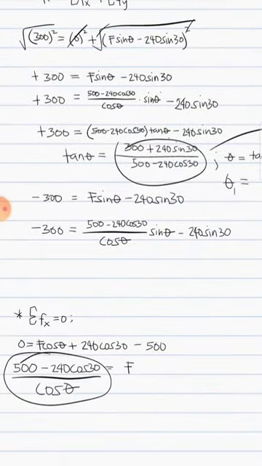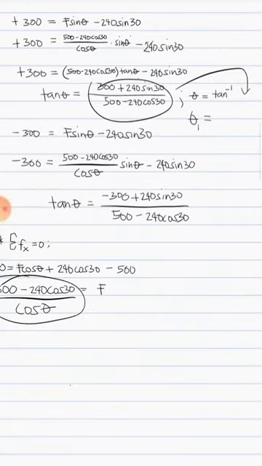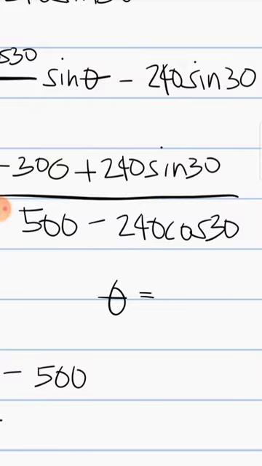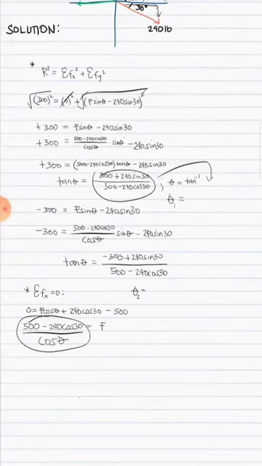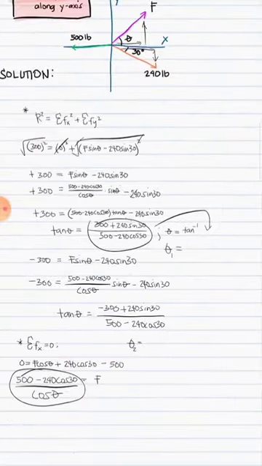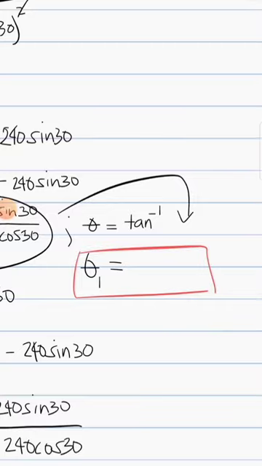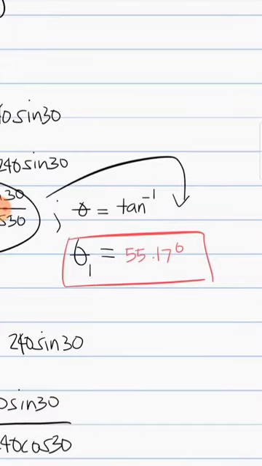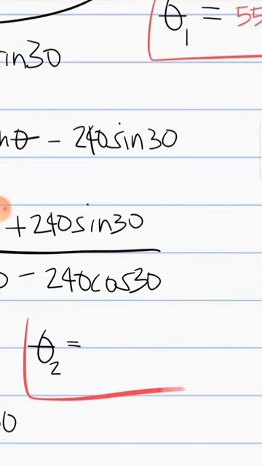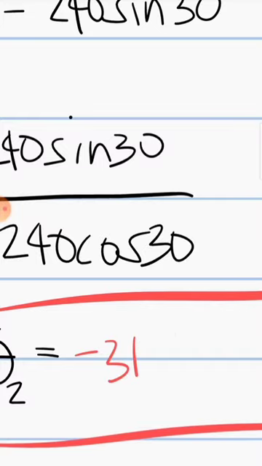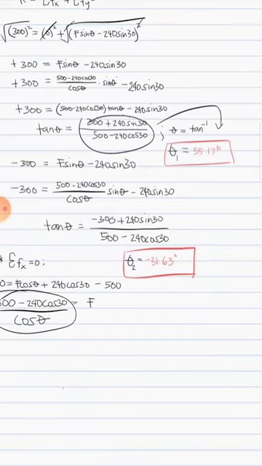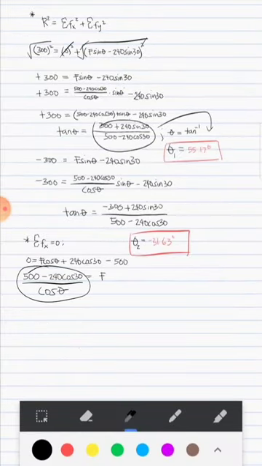Then for this one, I'll go ahead directly, so if you have calculators right there while watching this video, you can plug this into your calculator. And hopefully we'll get the same answer, because the first theta is this one. That's 55.17 degrees. That's positive. And then for the other one, this is going to be negative 31.63 degrees.